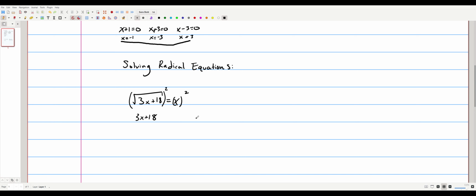And so we get 3x plus 18, and x squared is x squared. And what you'll notice is this kind of looks like a quadratic. So you're going to get a 0 on one side, so you can use the zero product property. And so we're going to subtract 3x minus 18 on both sides. And that's going to give us x squared minus 3x plus 18 is equal to 0.